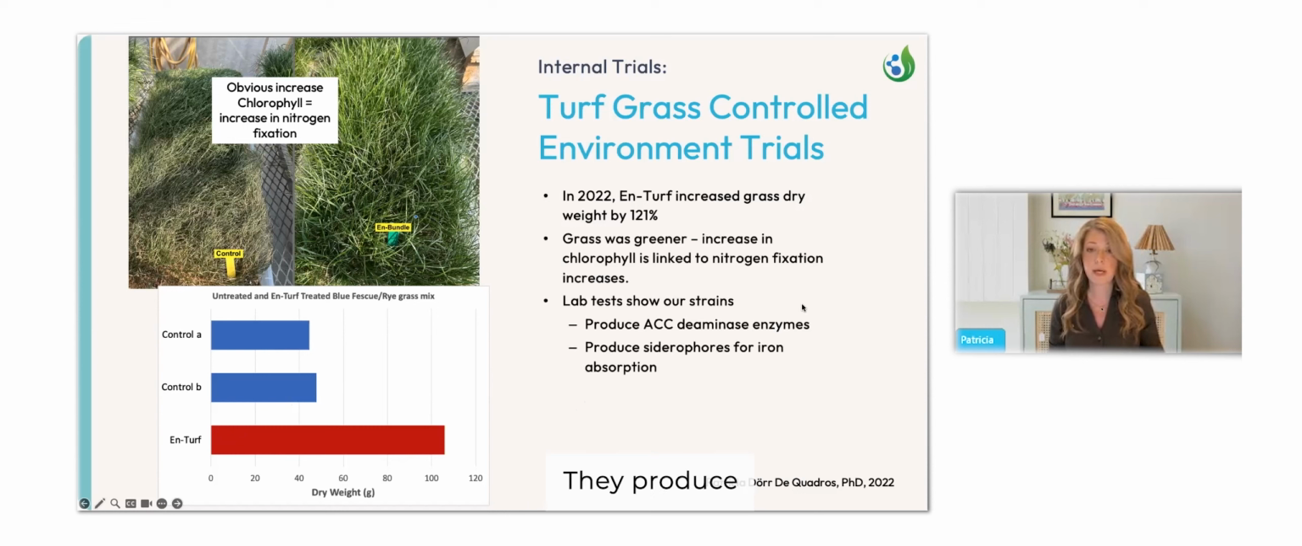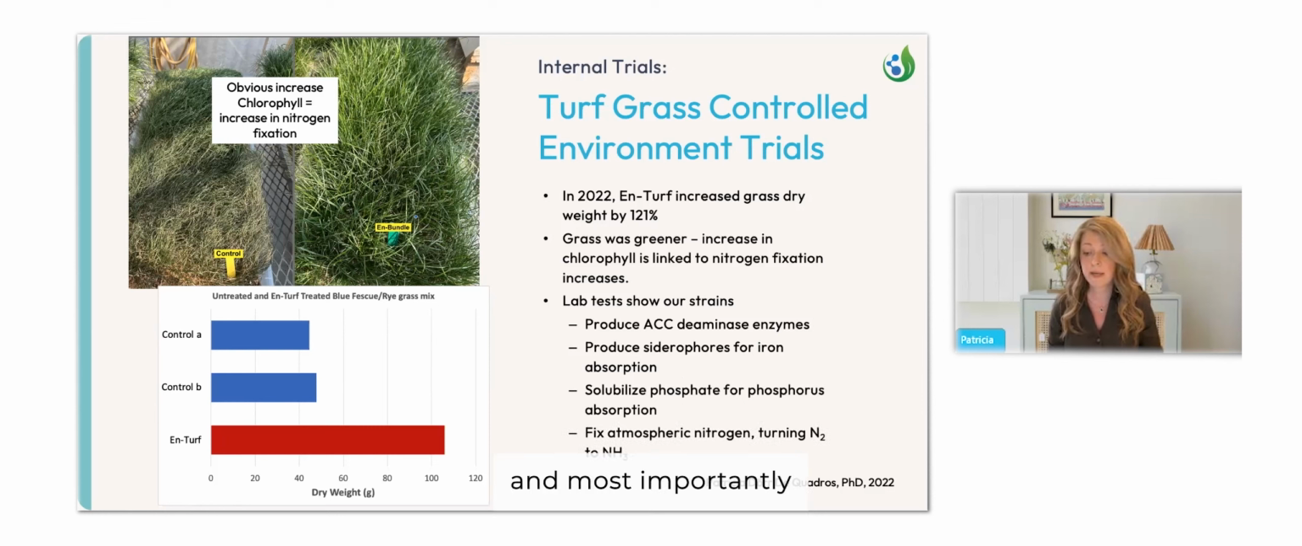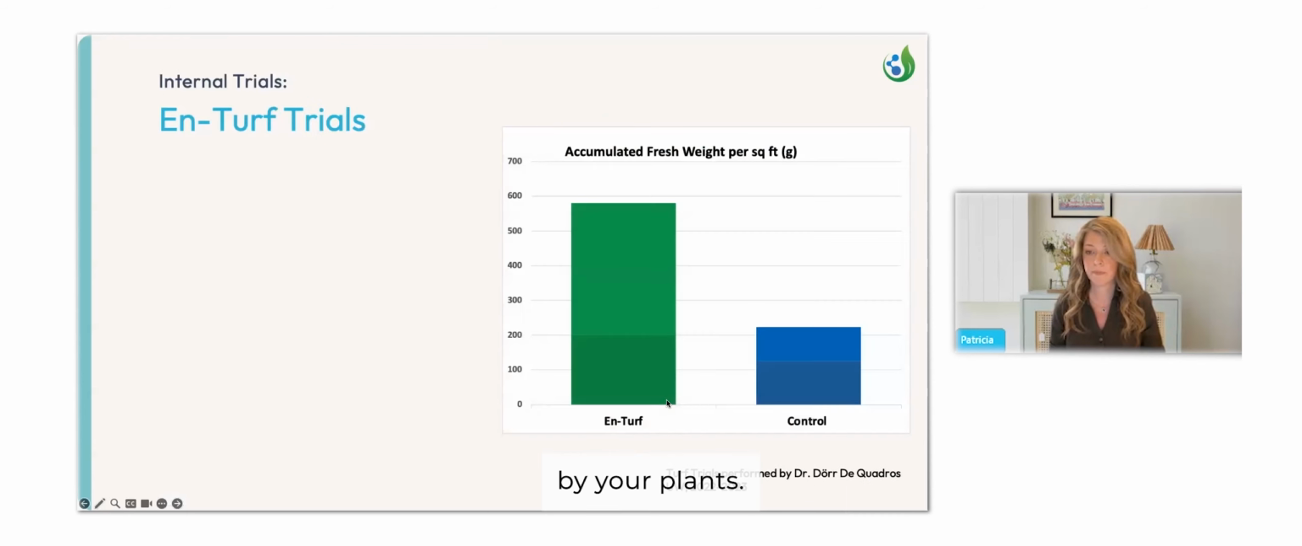They produce hormones called siderophores for iron absorption. Plants sometimes have a difficult time accessing iron, so endophytes help access iron. And also, they solubilize phosphate for phosphate absorption. And most importantly, for your spring green up and that stored nitrogen, they will fix atmospheric nitrogen and turn that nitrogen into ammonia for absorption by your plant.